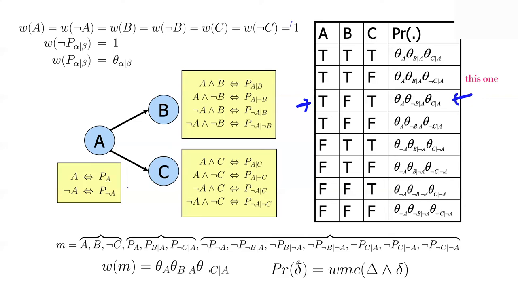Okay, someone pointed out that I picked up the wrong row here, and it should be this one. Sorry about that, yes. And the example we did here is for the second row. Thank you for pointing that out. All right, folks. So this is basically what I wanted to say here.